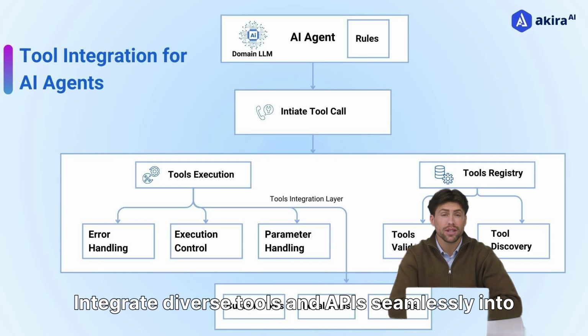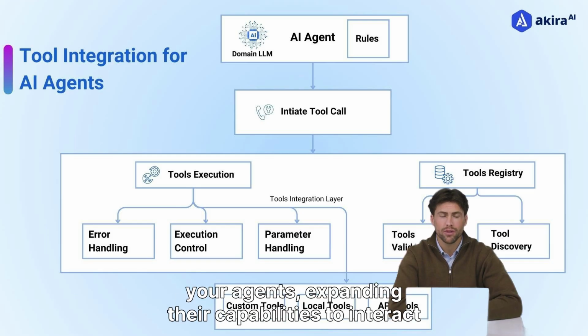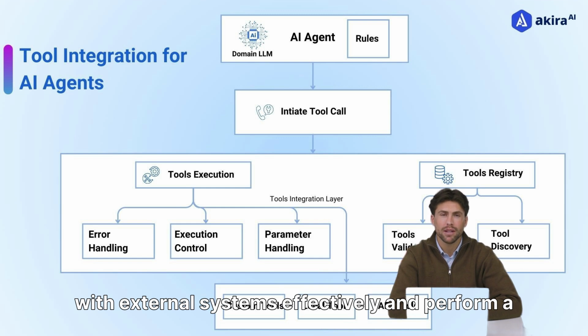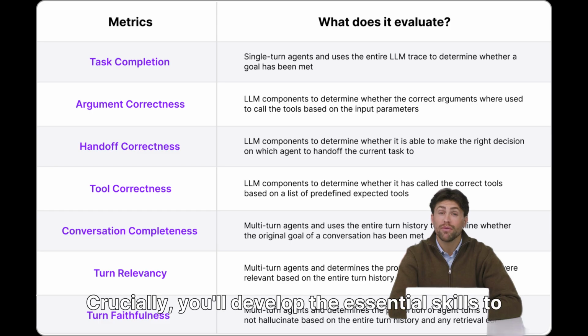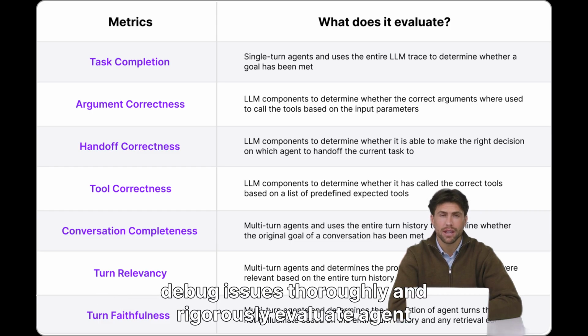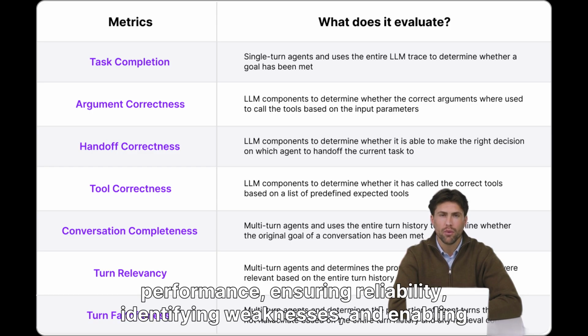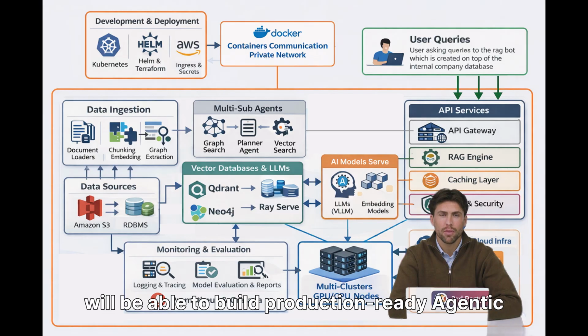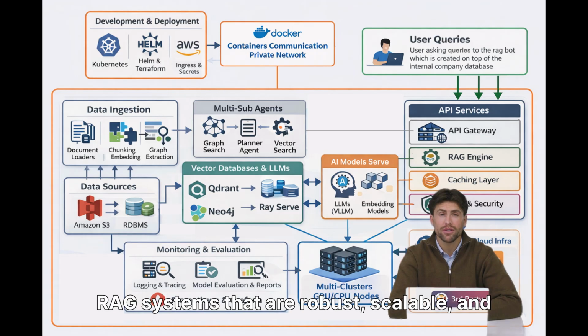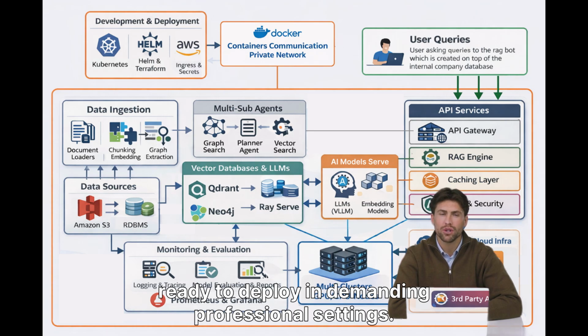Integrate diverse tools and APIs seamlessly into your agents, expanding their capabilities to interact with external systems effectively and perform a wide array of real-world actions. Crucially, you'll develop the essential skills to debug issues thoroughly and rigorously evaluate agent performance, ensuring reliability, identifying weaknesses, and enabling continuous improvement. By the end of this course, you will be able to build production-ready agentic RAG systems that are robust, scalable, and ready to deploy in demanding professional settings.